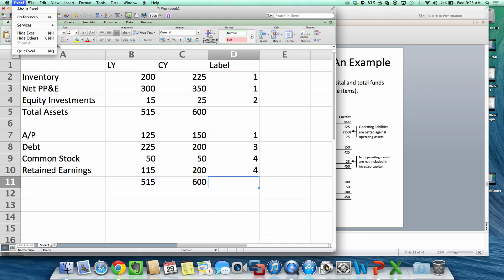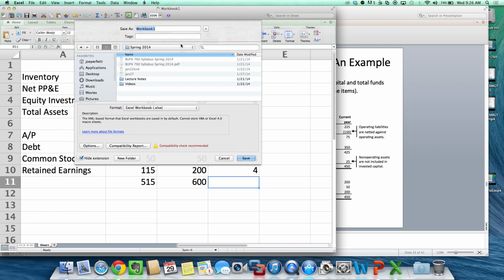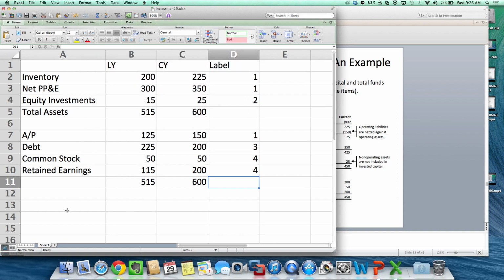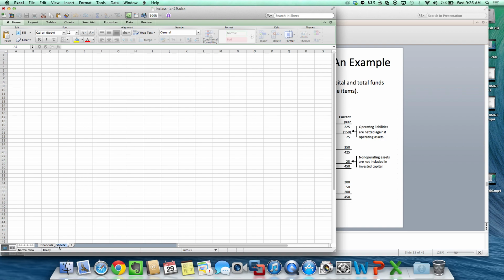So here's what I'm going to do. Let me save this just in case Excel dies. So I'm going to call this our in-class, January 29th. All right, so this is my financials. What I'm going to recommend is that when you convert these, you create a new tab in Excel so that every statement that you reconvert has a new tab. So in this case, we're going to do the reconverted balance sheet. We're going to call it TFI.